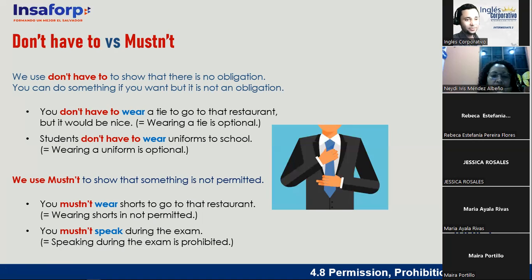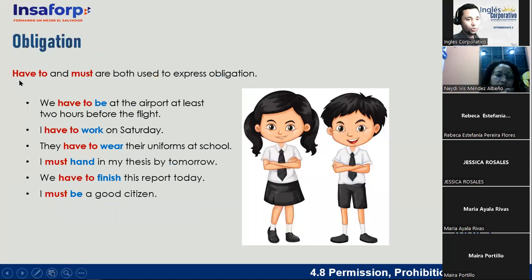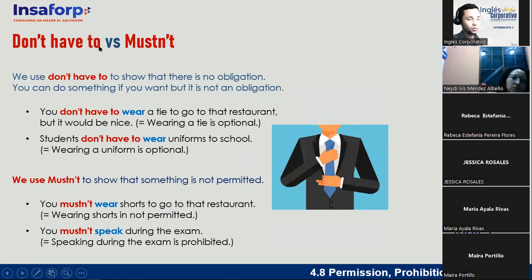No problem. So, again, look at this. When you use have to, you express an obligation. But when you say don't have to, you express no obligation. You express that something is optional only. But be very careful right here, because we're going to learn how to use mustn't. We use mustn't to show that something is not permitted. When you use mustn't, that is prohibited. Okay? Mustn't means that something is prohibited. It's not permitted.